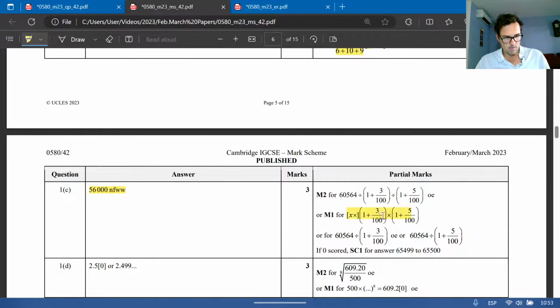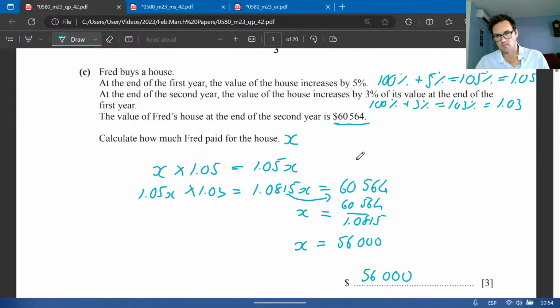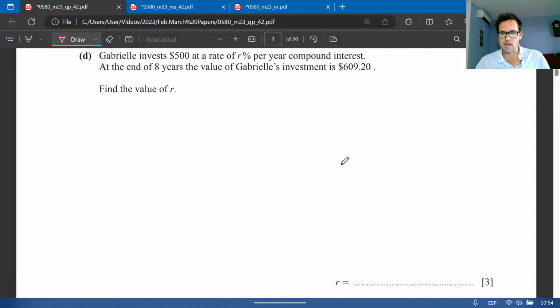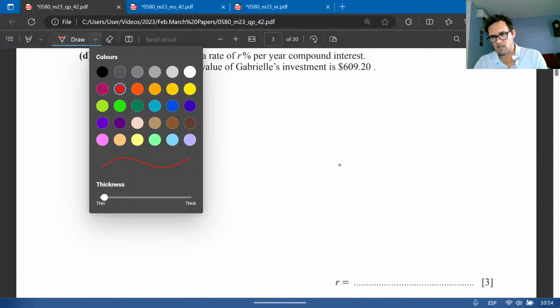Okay, again, it says not from wrong working. What about that? That is for the first step I did, and then we divided it. Okay, so looking at the mark scheme, 1 mark for multiplying that together there, 1 mark for dividing the answer, and then we got the right answer. If you get stuck with anything, just do what you can. Same with question D.